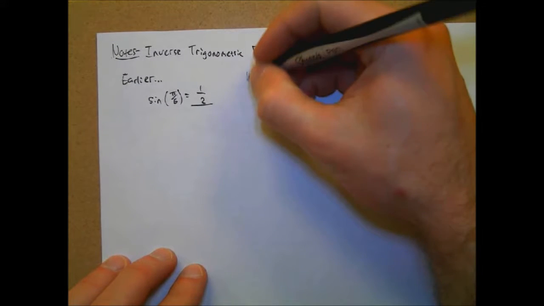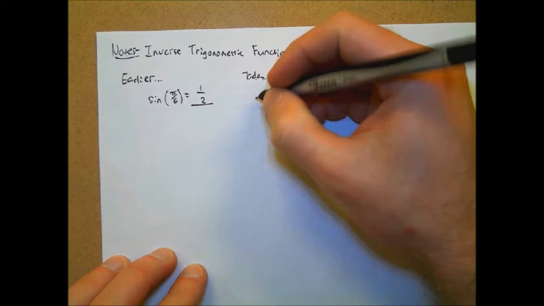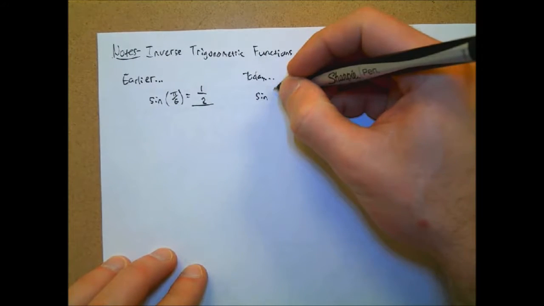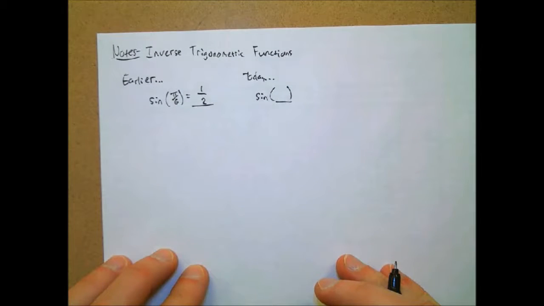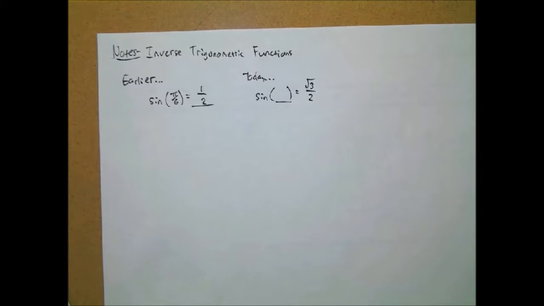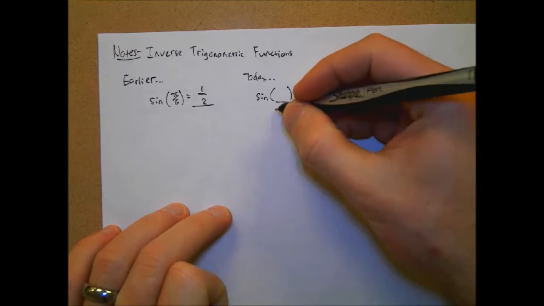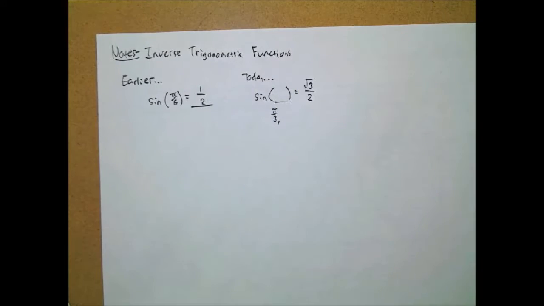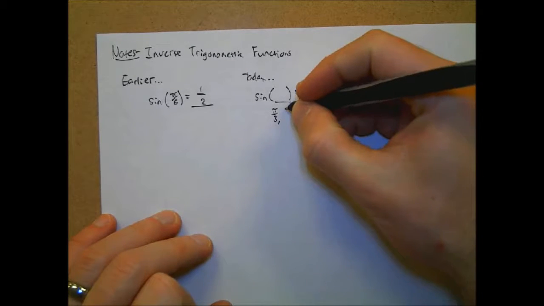Today, we're going to take the sine of, well, now it's an unknown angle, but we're going to know that the answer here is root 3 over 2. So today, our blank, what we're trying to figure out, is what angle, when you take the sine of it, gives you root 3 over 2. So pi over 3 is an answer. What else? Where else is sine positive root 3 over 2? It's 2 pi over 3.